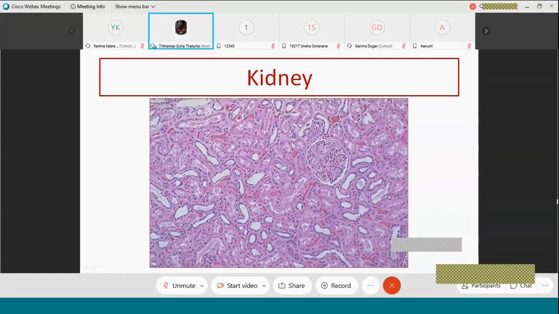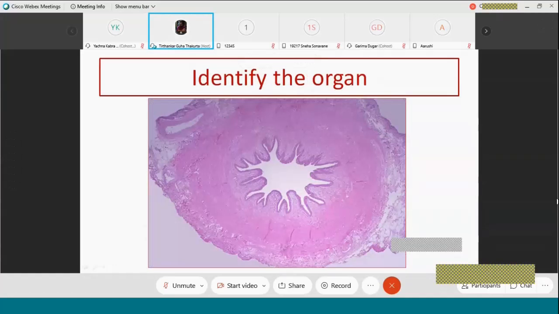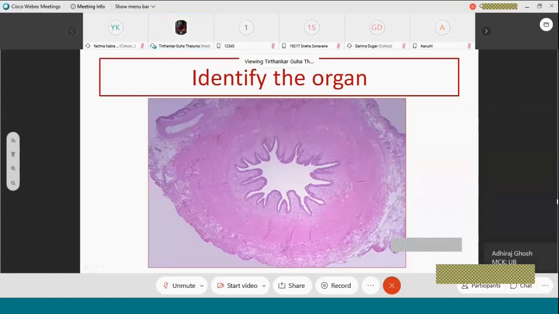Identify this organ. You can understand it's a luminal structure. So it may be GI tract, it may be urinary tract, it may be reproductive tract. These are the tubular organs of the body. The lumen looks like a star, and it is densely surrounded by smooth muscle layers.